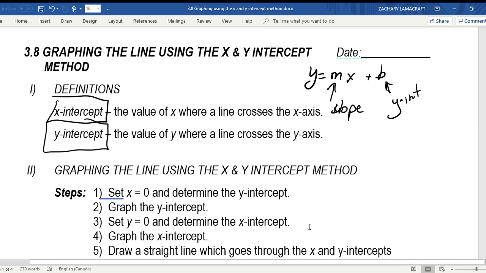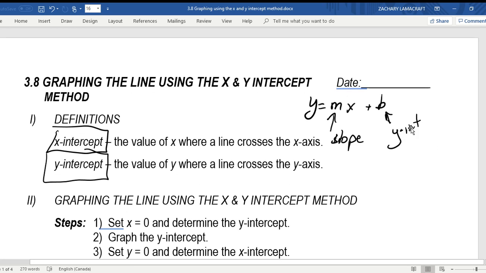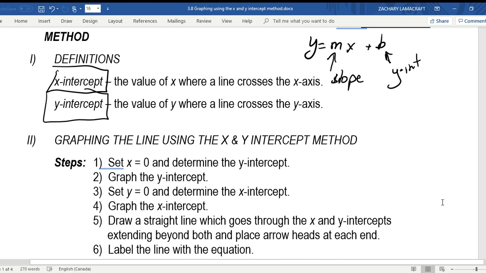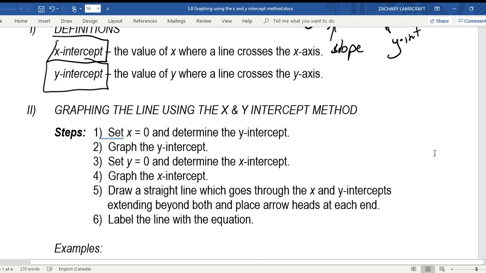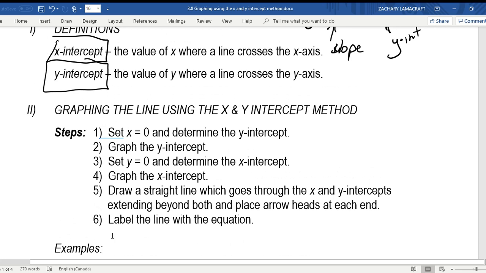So we already know what the y-intercept is. It's the value of y where it crosses the y-axis. And we know that the x-intercept, just like it sounds by its name, is the value of x where it crosses the x-axis. So to graph the line using the x and y-intercept method, our job is going to be setting x to 0 and determining the y-intercept from that.